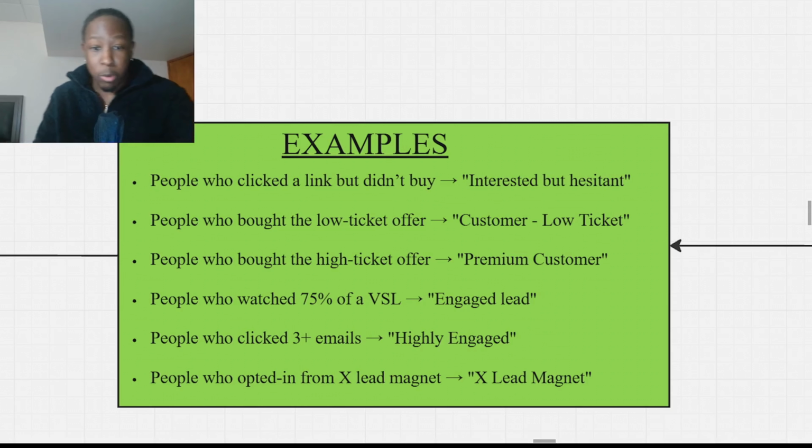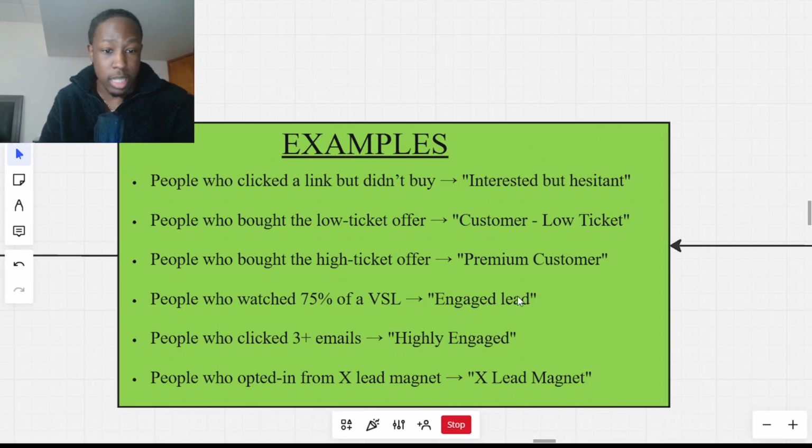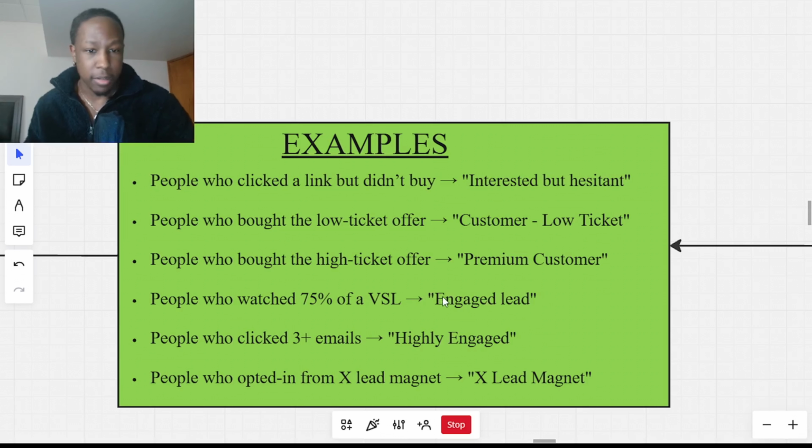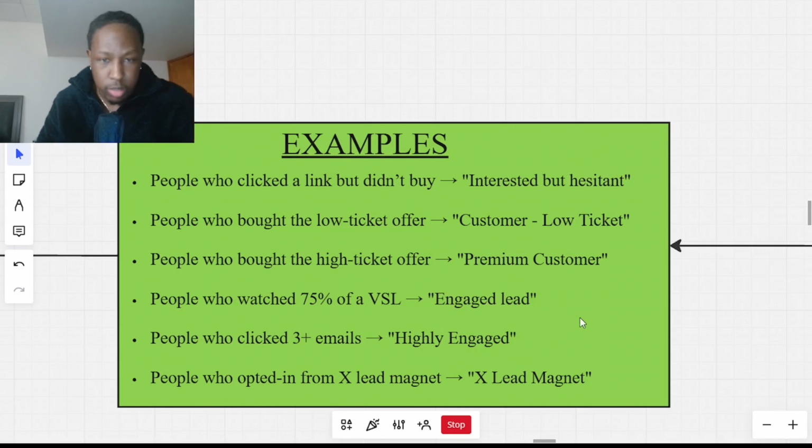Like for example, people who watched 75% of a VSL, you can name them Bugs Bunny. I don't care, as long as you can actually recognize them from their action, fine. But you can also call them engaged lead, of course.